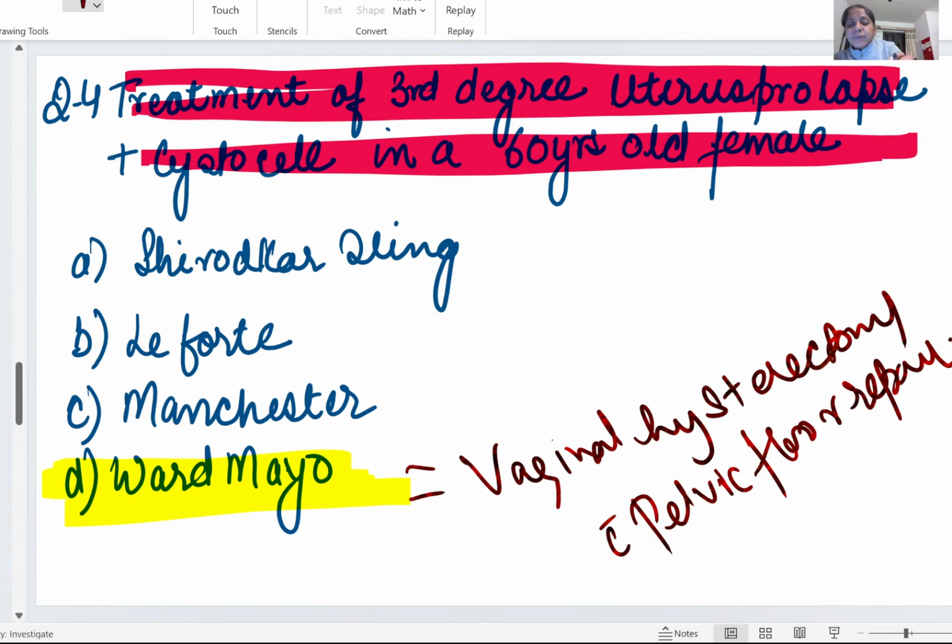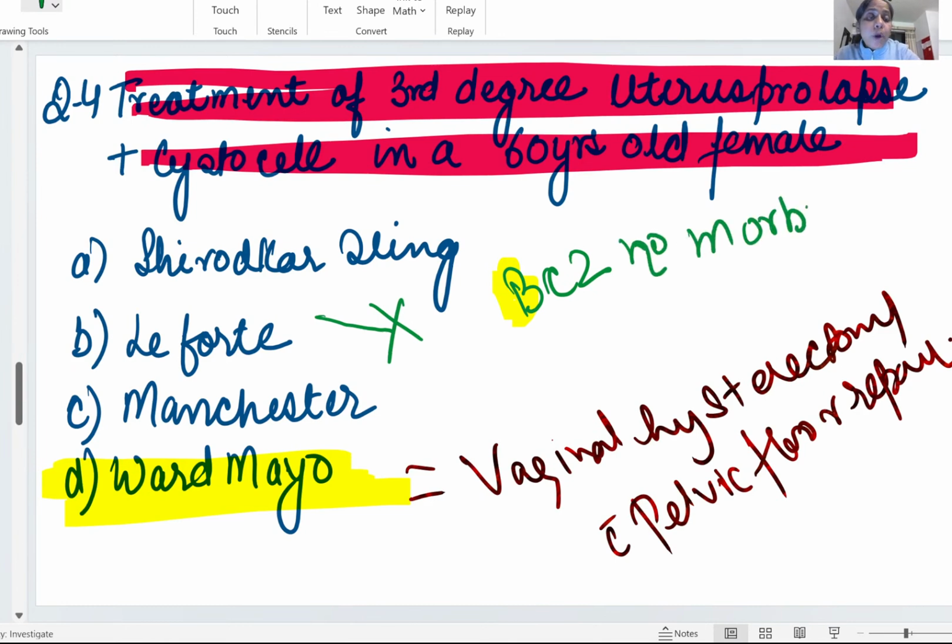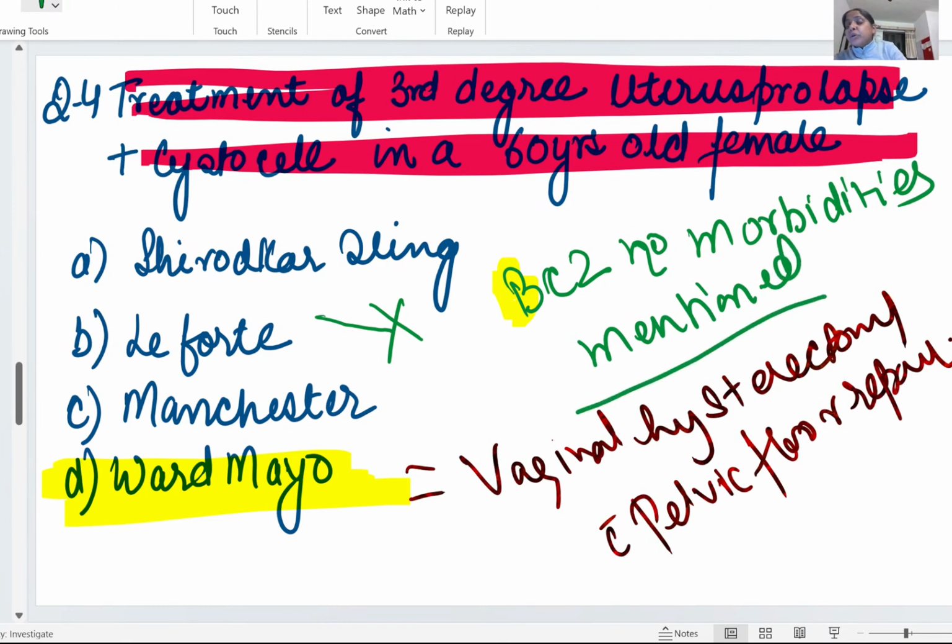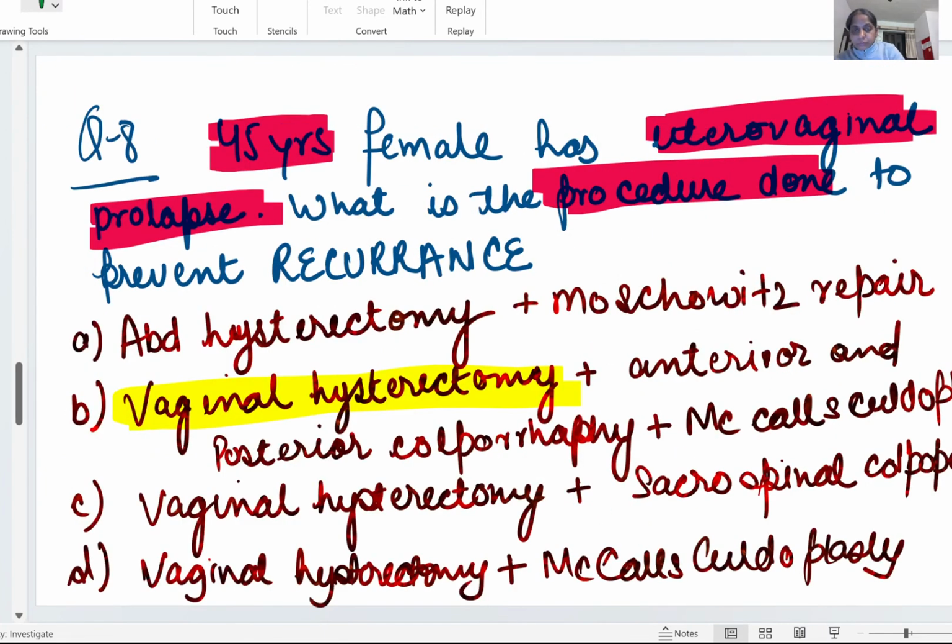Dr. Isra has asked why not Le Fort? Because no morbidities are mentioned. Le Fort is never a good choice, beta. Le Fort is just a temporary measure. Le Fort is just a substitute for the main surgery.